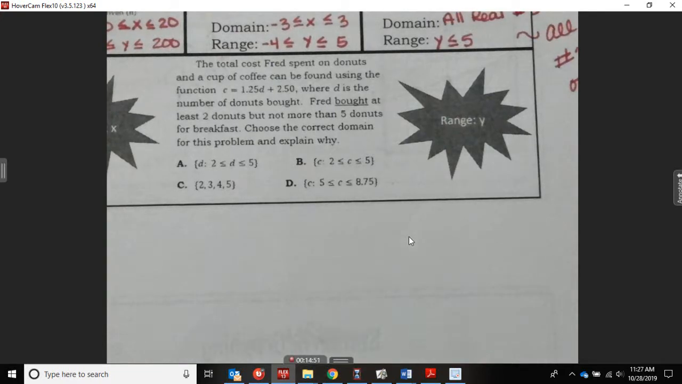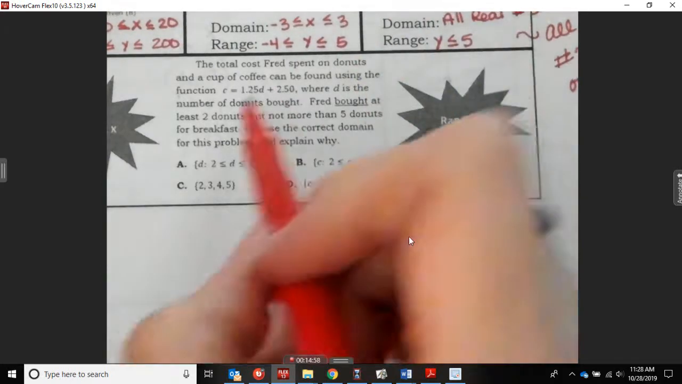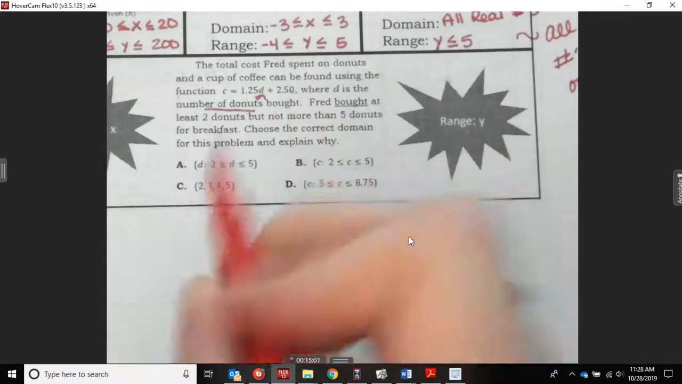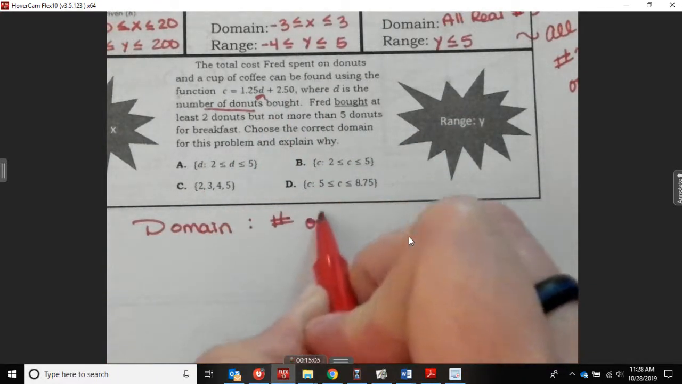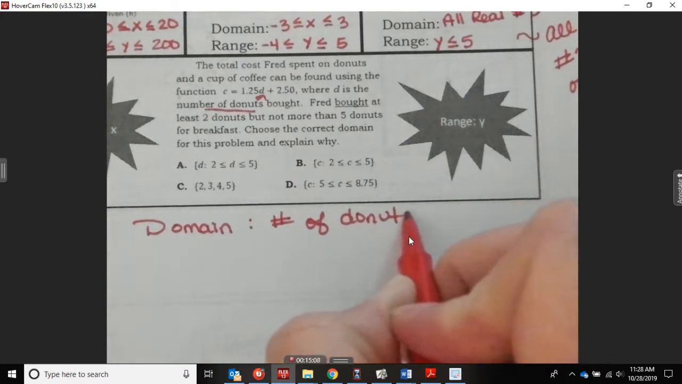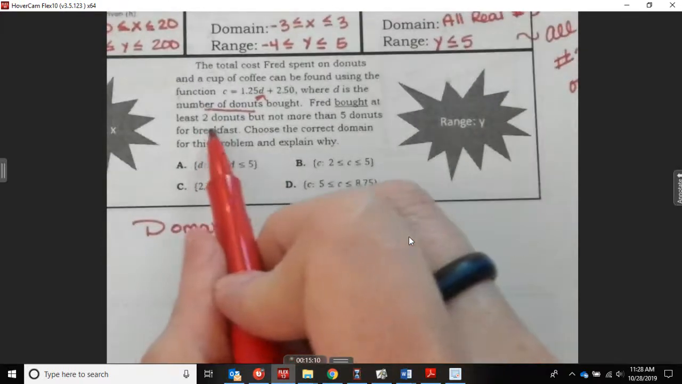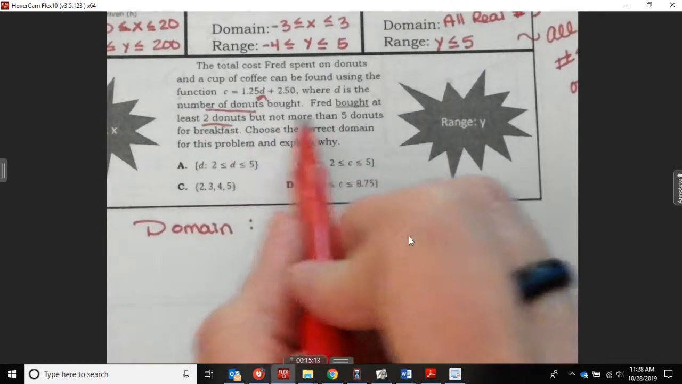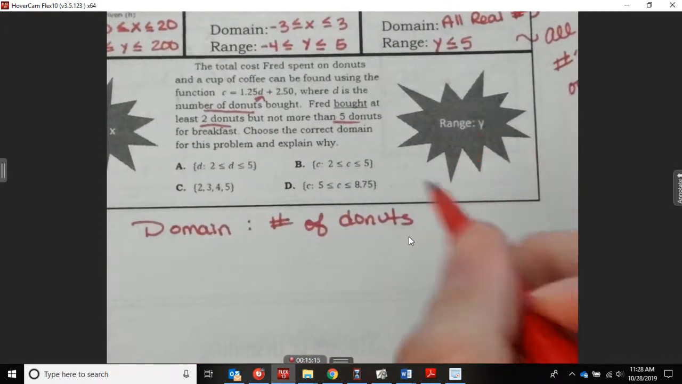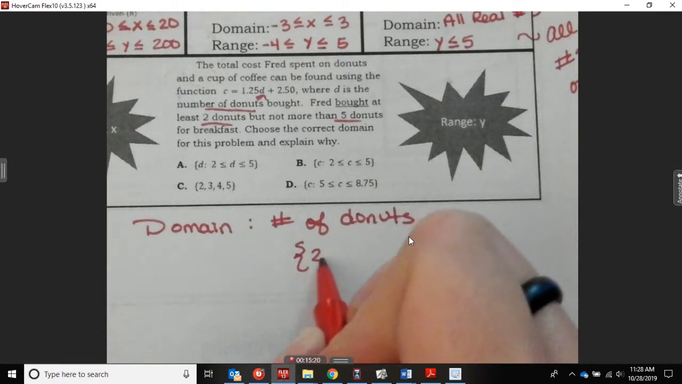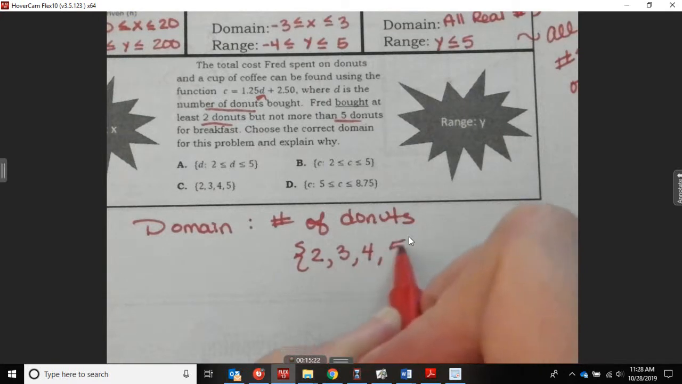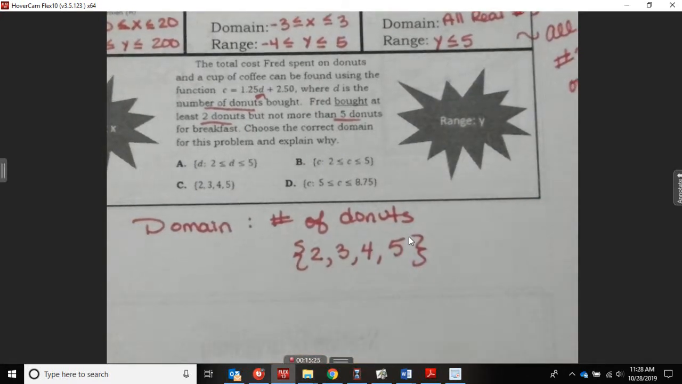Okay? And then the last one, the total cost Fred spent on donuts and a cup of coffee can be found using the function C equals 1.25D plus 2.5, where D is the number of donuts bought. And so since D is the number of donuts, that's what our domain would represent, number of donuts. Fred bought at least 2 donuts, but not more than 5 donuts. Choose the correct domain. So my domain, I cannot buy part of a donut, so my domain is going to be 2, 3, 4, and 5 because it says that he bought at least 2 but not more than 5.